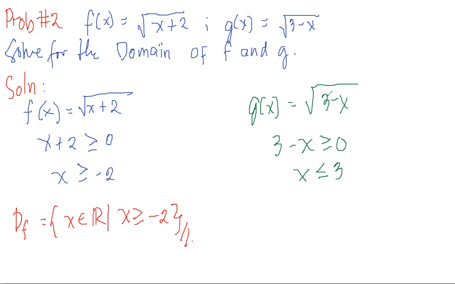So if x is less than or equal to 3, then the possible values of g of x are 0, if x is equal to 3, and positive numbers when x is less than 3. So therefore, we already restricted the values of x for the value of the radicand. So the domain of g is x is an element of real numbers such that x is less than or equal to 3.